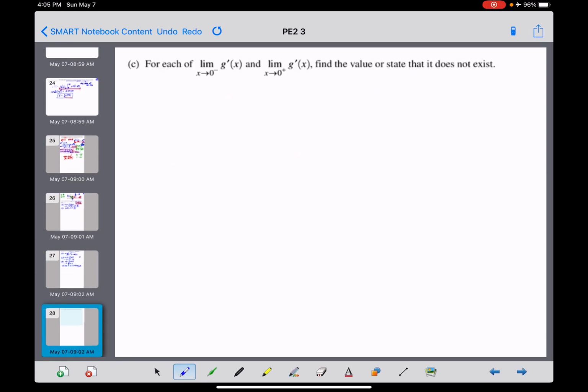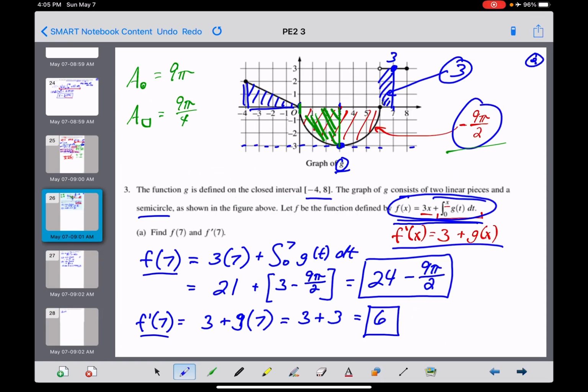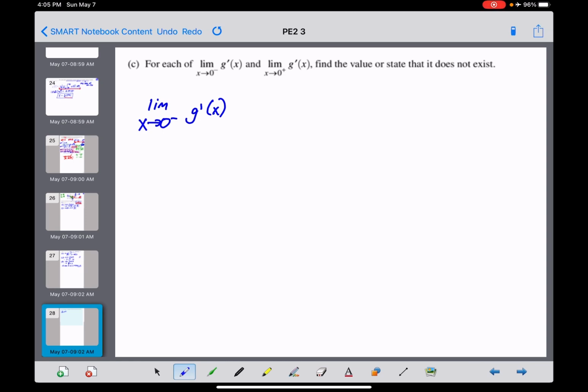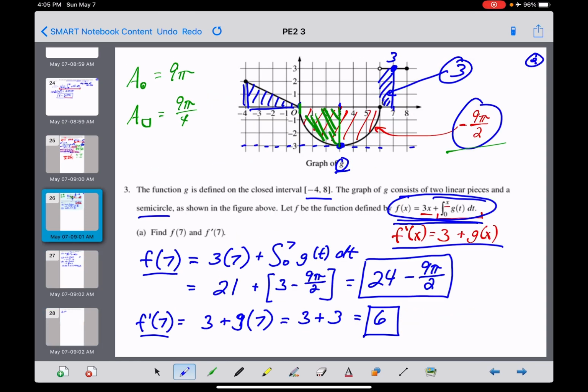Okay, in C, 2 limit questions. So let's get working on this. The limit as x approaches 0 from the left of g prime of x. Okay, so as x approaches 0 from the left of g, that was g prime of x. Yeah, all right, guys. So this is the graph of g. I'm going to erase some of the junk that I've done right here.